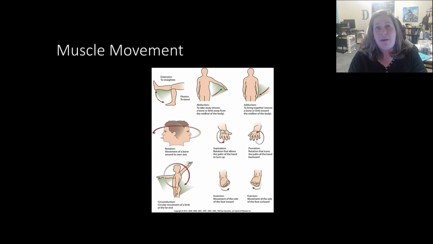We also see that we can have abduction and adduction. Abduction is moving away from the body. Adduction is bringing it towards the body. We have rotation, which means just what it says. You're rotating, like your head.